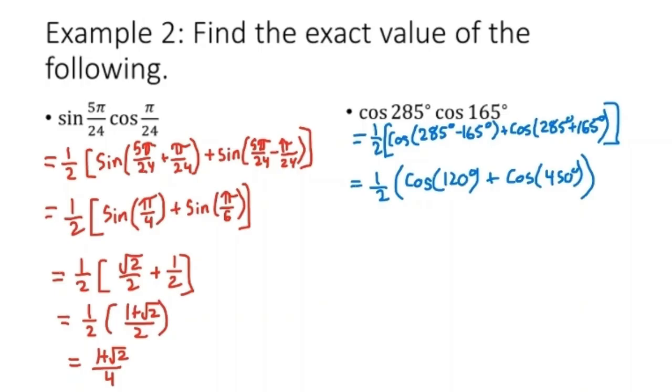Going to our unit circle, cosine of 120 degrees is negative 1/2. 450 degrees is coterminal to 90 degrees, and cosine of 90 degrees is 0. Now, when we do negative 1/2 plus 0 times 1/2, we get that the exact value of cosine 285 degrees times cosine 165 degrees is negative 1/4.